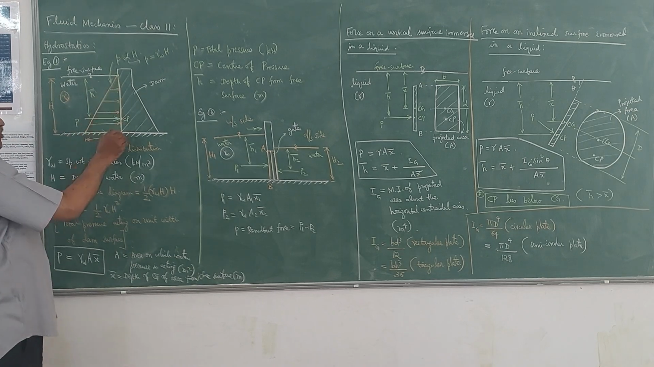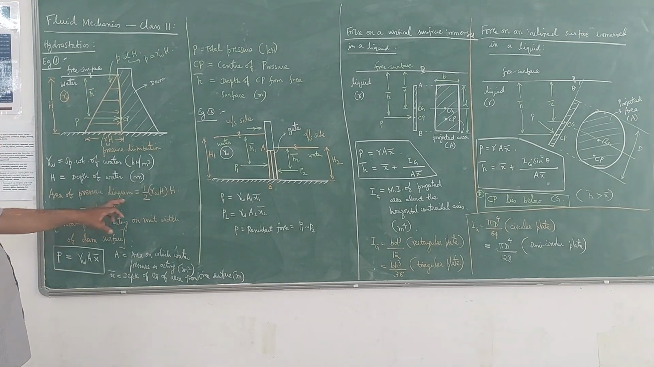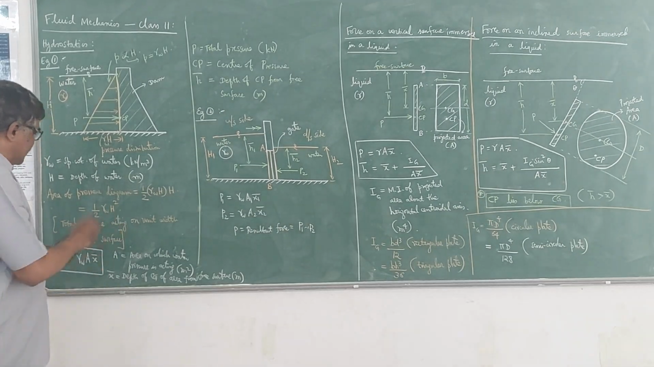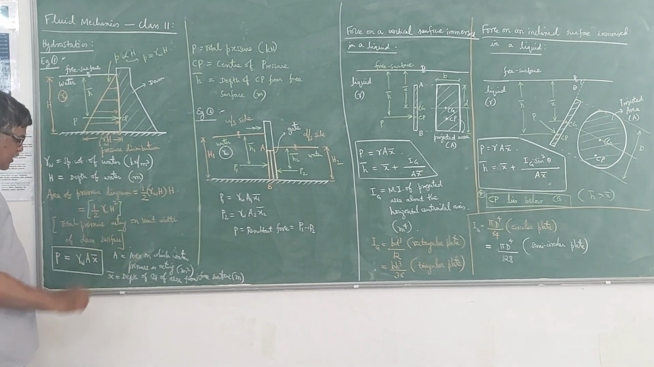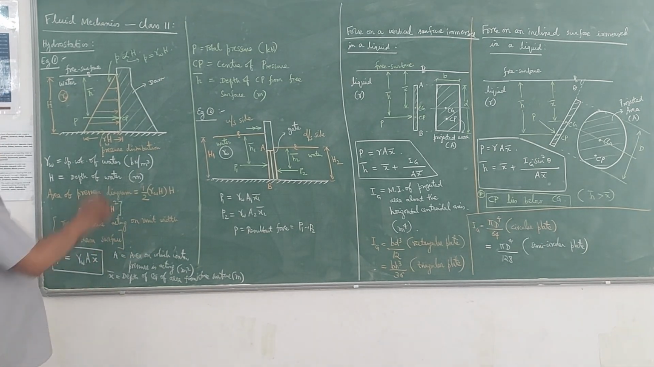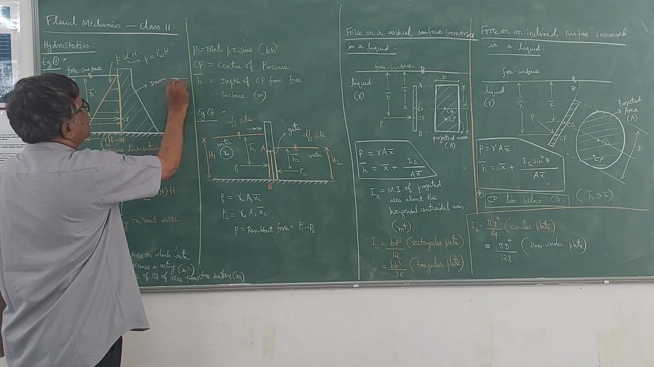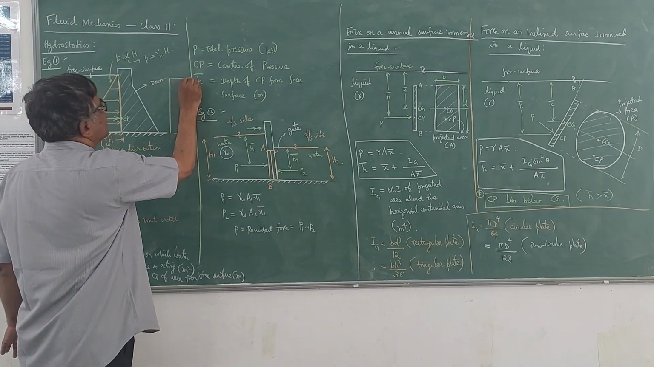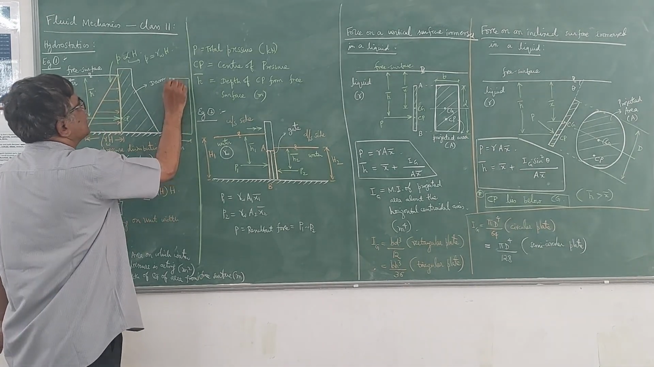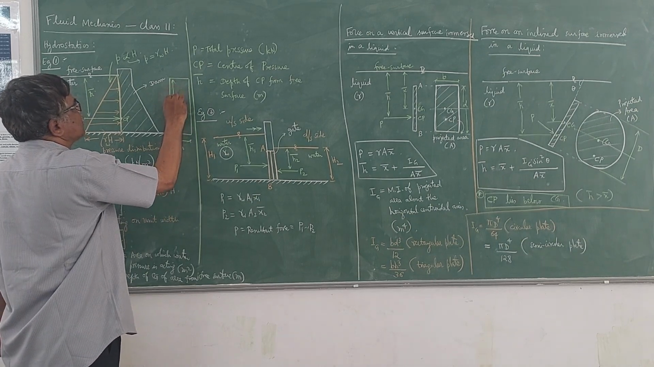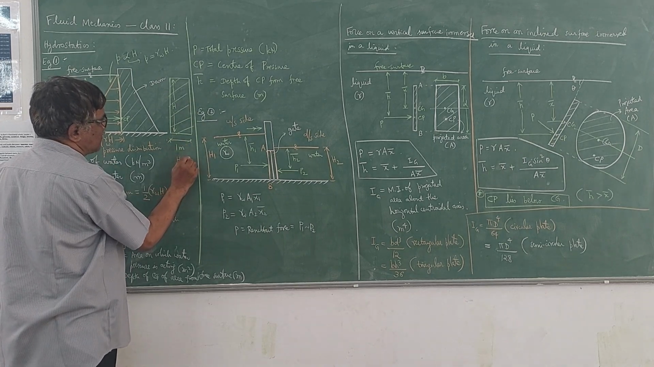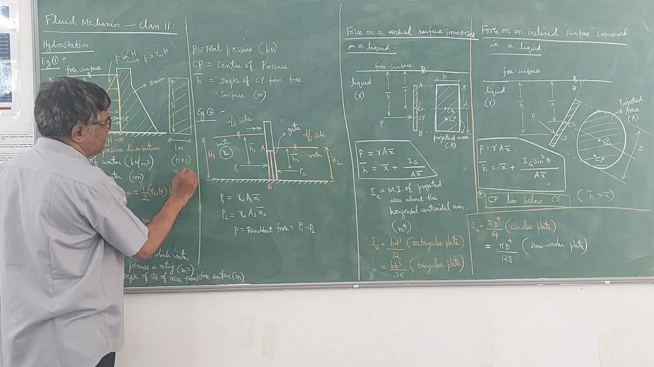Now if I take the area of this triangle, the area becomes half into gamma W H into H, which is half into gamma W into H square. This expression gives the total pressure acting on unit width of the dam surface. If you consider unit width of the dam, the dam wall will be a rectangular wall of width 1 meter like this, and H is the depth of water. So this is the projected area. Since it's a rectangular surface, the projected area is H into 1.